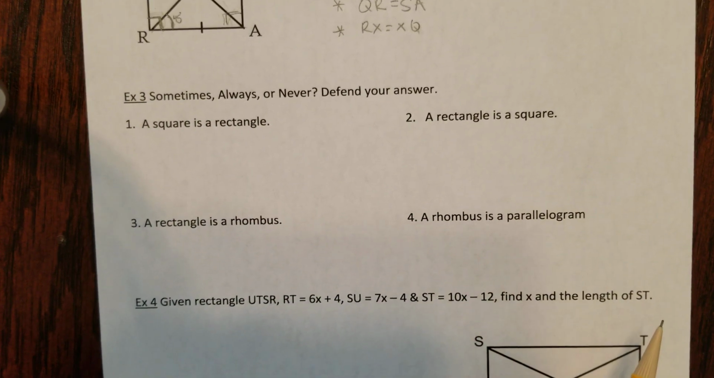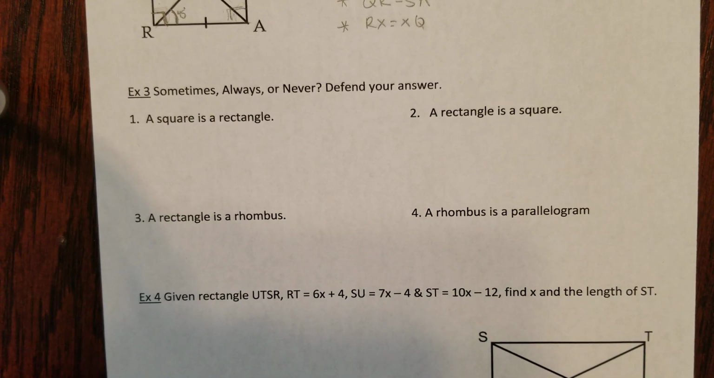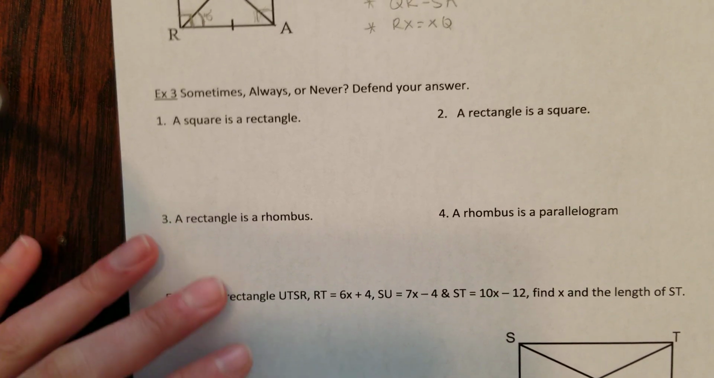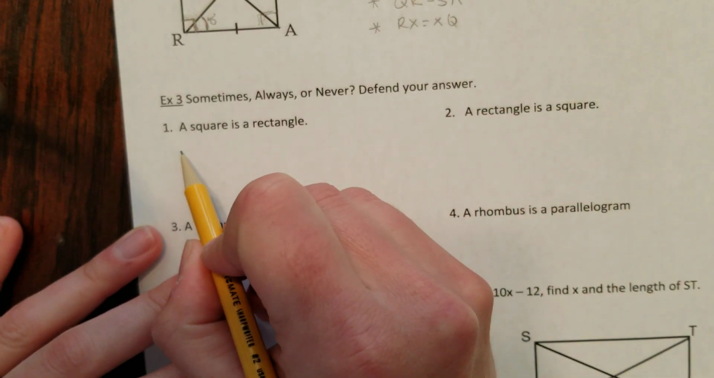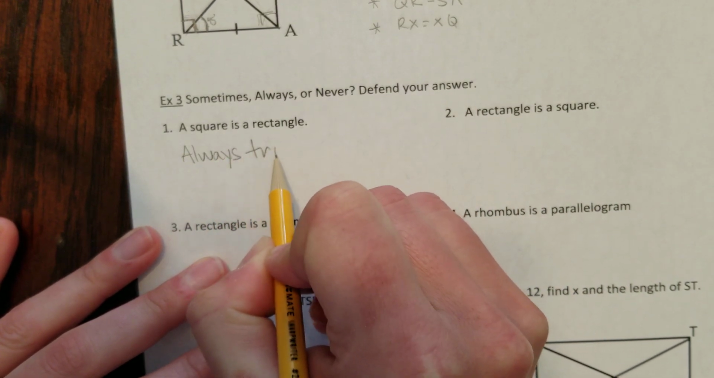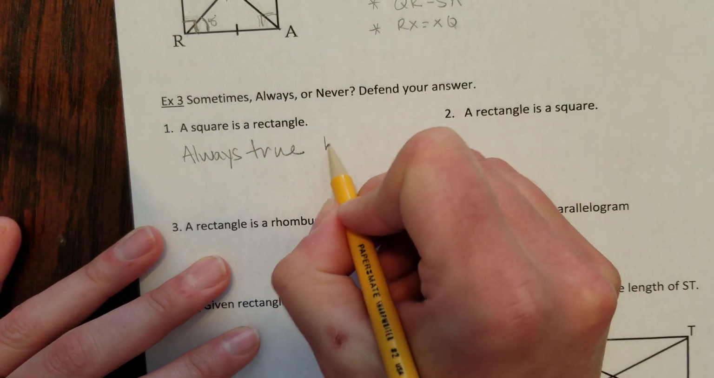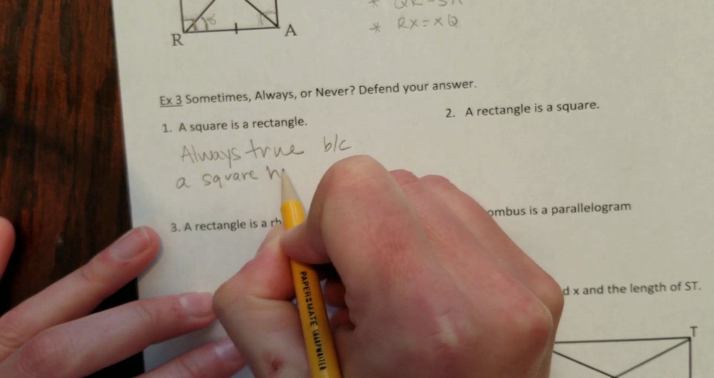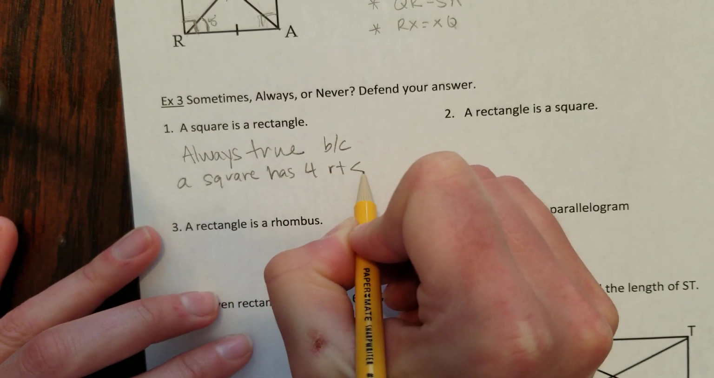All right, last set of problems here. So we've got a sometimes, always, never. All right, number 1, is a square a rectangle? This is always true. Why is this always true? Because a square has 4 right angles.